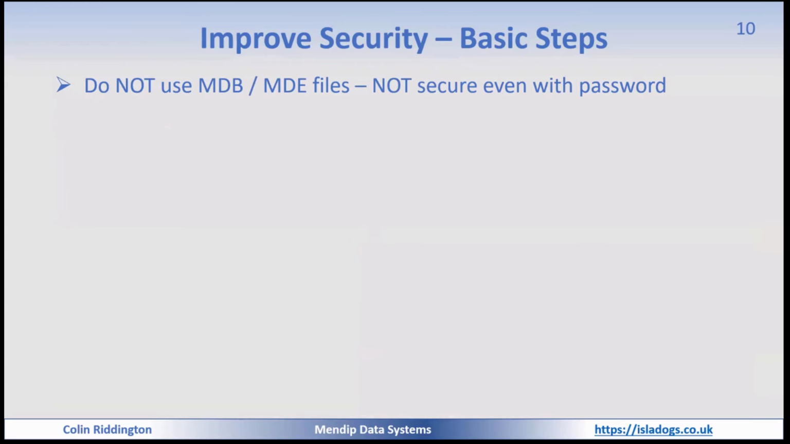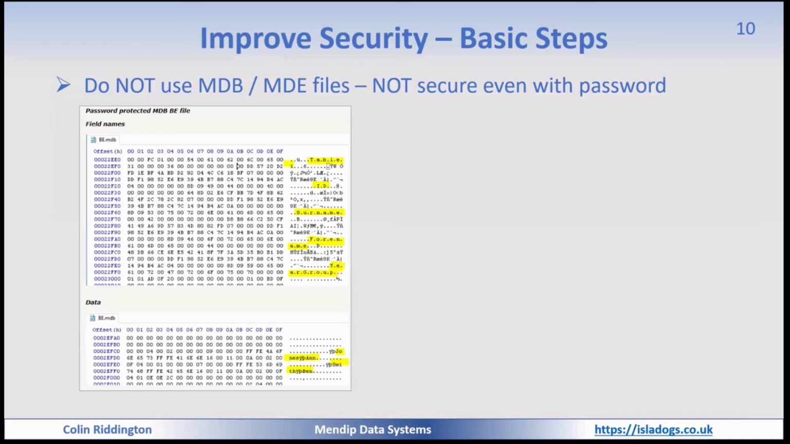If you use MDB files, depending on the version, they are nowhere near as secure, even with a password, nor with MDE files. Even if they are encrypted, the encryption level is lower, 40-bit rather than 128-bit. But here are, I think these are from Access 97, password-protected MDB BE files, and you can see in there, even though it's password protected, field names in the top part, and in the bottom part you can see two of the names of the people involved there, their surname and their forename, and you get the same for all the rest of the data.